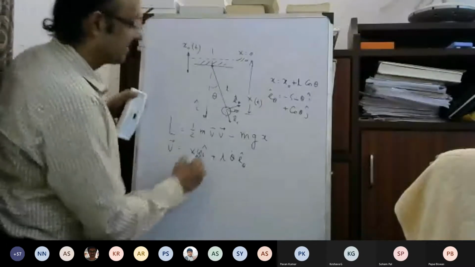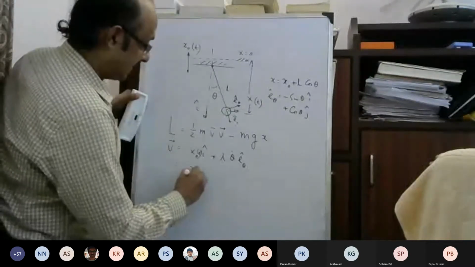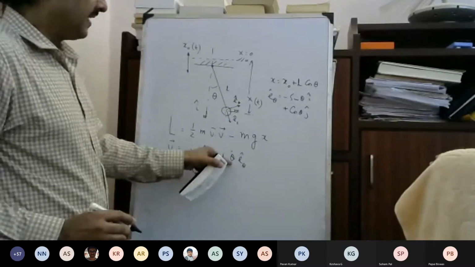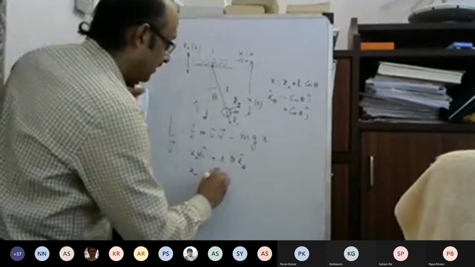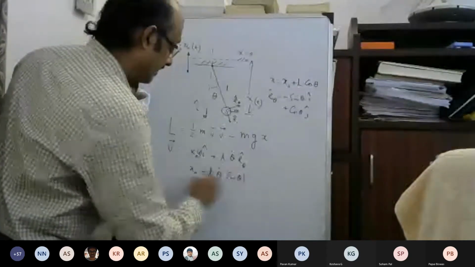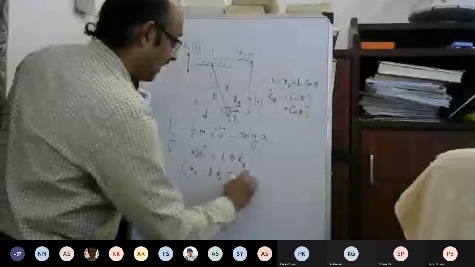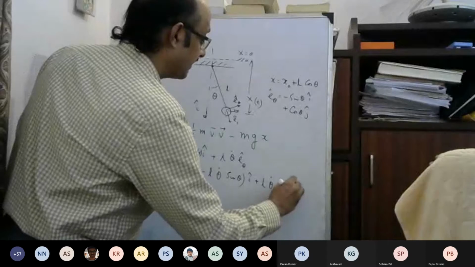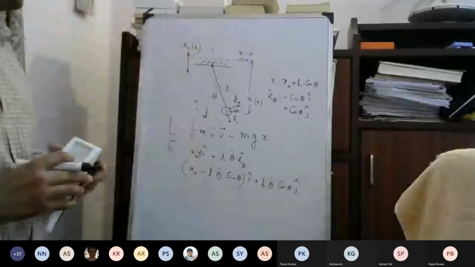So this becomes equal to x naught dot minus L theta dot sine theta i plus L theta dot cosine theta j.